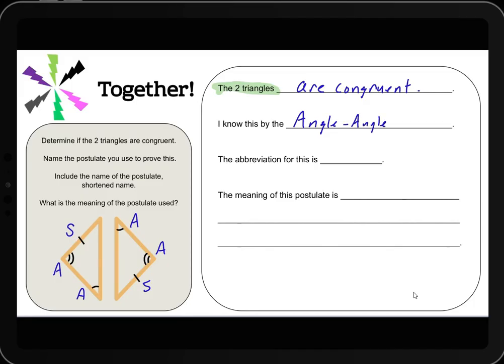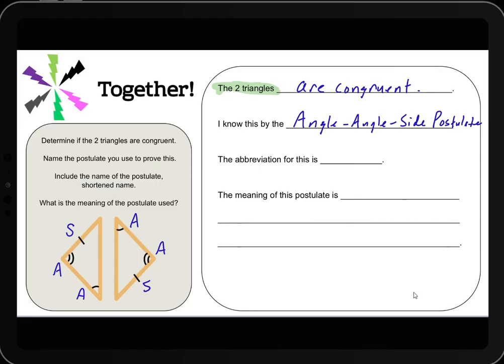angle, side. You can say postulate or you can say theorem. Technically, one of them is actually a theorem, but we'll call it a postulate because that's what our slides are saying, right? And that's what we care about. What we care about mostly is which one of the 5 it is, and it's angle, angle, side.